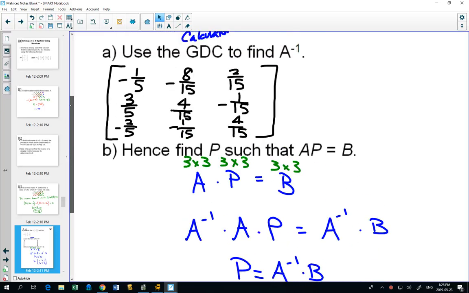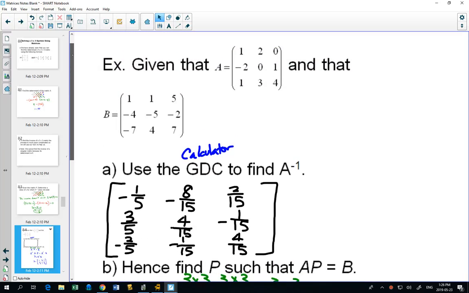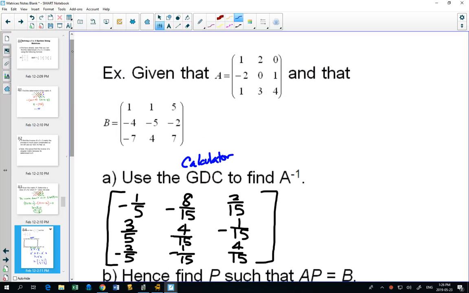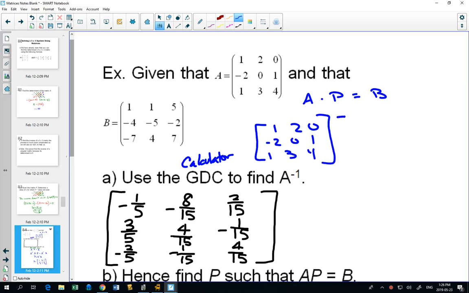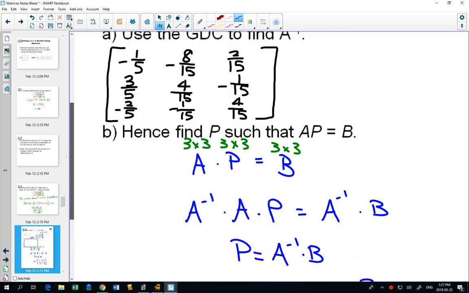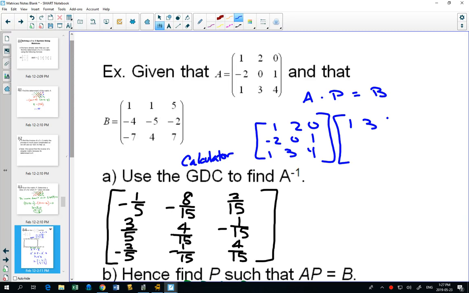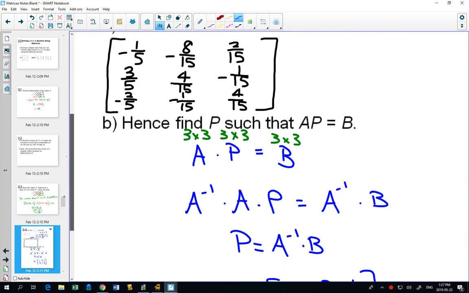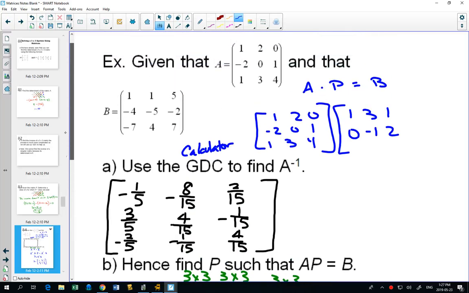So according to this, A, which is 1, 2, I'm just going to write this out. A times P equals B. A, which is 1, 2, 0, negative 2, 0, 1, 1, 3, 4. And P, which we just figured out to be 1, 3, 1, negative 2, 1, 0.